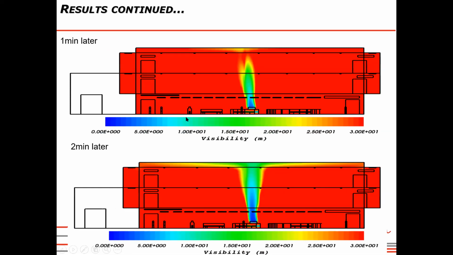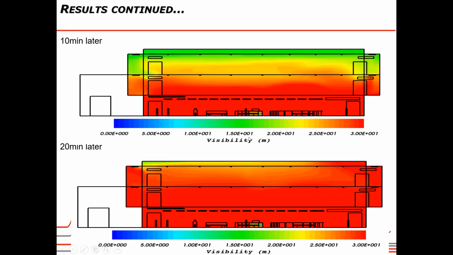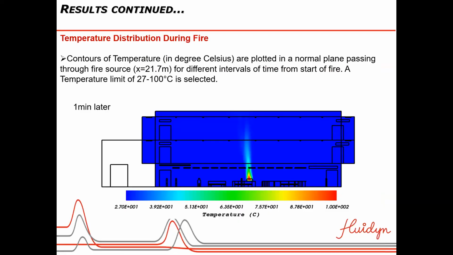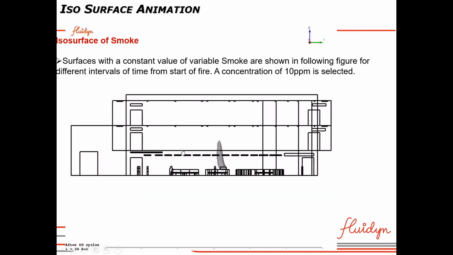If you see higher values, 30 meters, in these regions we are able to see 30 meters, but in these regions we can see only a little range. We can show that it is almost close to 0. Later, you can see how this visibility is affected on the top. This is 3 minutes, this is 5 minutes, 10 minutes, 20 minutes. Same thing for the temperatures, how temperatures go with respect to time.